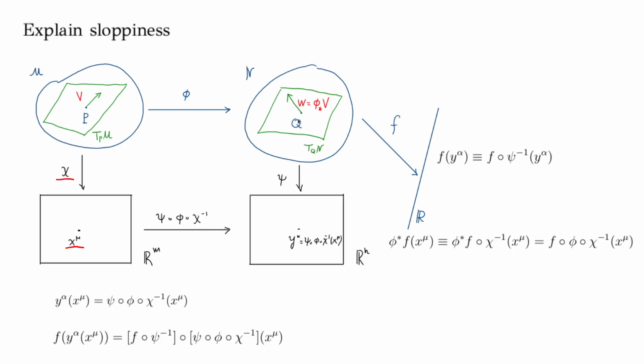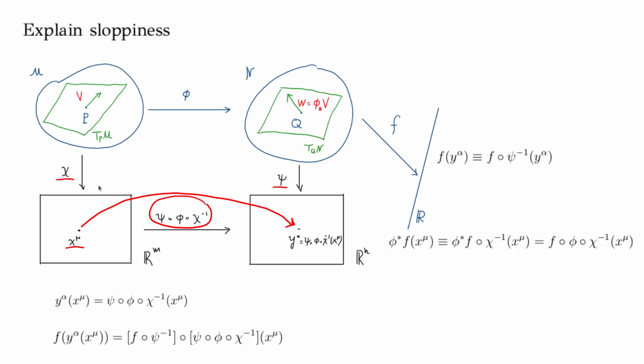Similarly, the chart that gives us the coordinates of the point Q will be a function which we will call psi. Then the maps chi and psi are invertible, so we are able to go, for example, from the point x mu in Rn to the point y alpha in Rn by considering the composition of those three maps.